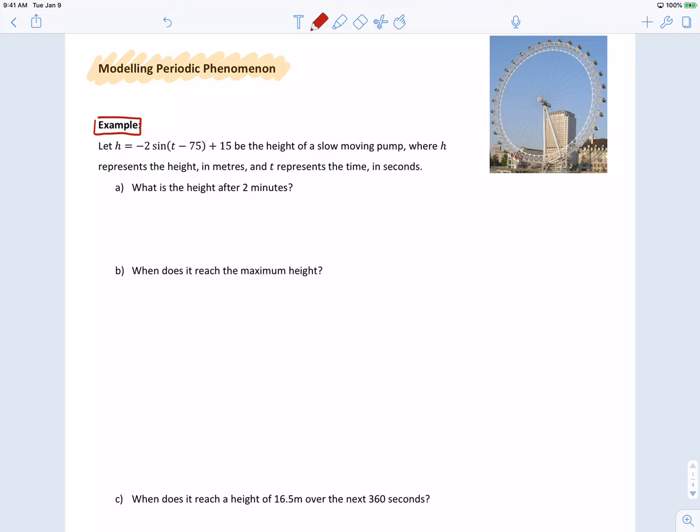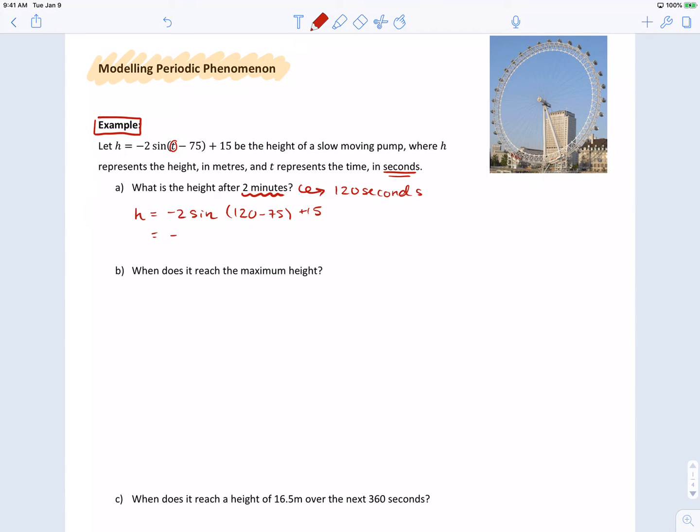So let's get started. It says let h equal this equation, and it's the height of a pump, where the height is in meters and t is the time in seconds. What is the height after 2 minutes? Since it is asking for the time in seconds in the equation, this would convert to saying 120 seconds. So into our equation, we substitute the value in for t to be 120. H is negative 2 times the sine of 120 minus 75 plus 15.